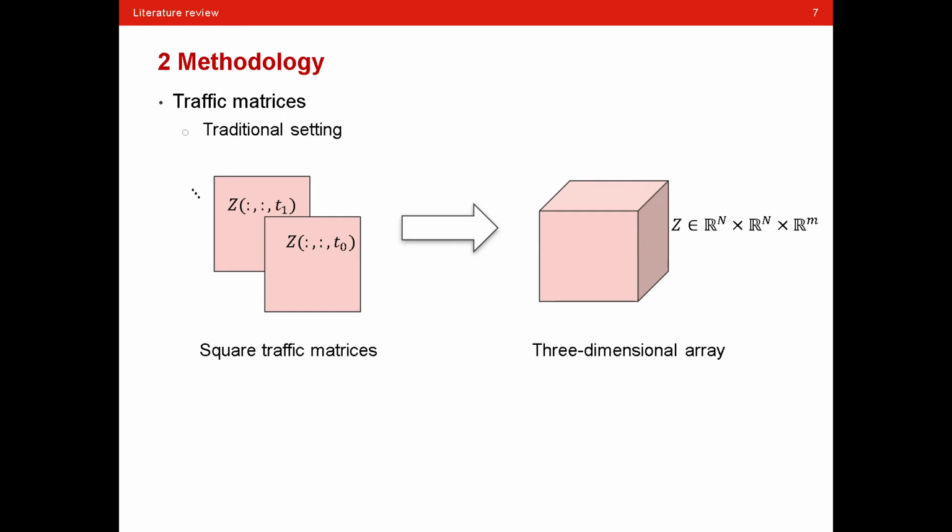The research problem is the traffic metrics, and the traditional setting on traffic metrics is like this example, a traffic matrix at T0. It can describe the OD flow at time step T0, and this is one traffic matrix. If you stack the traffic matrices along the temporal dimension, you will get a three-dimensional array, or you can say it is a tensor, that can store the data in each location and at each time interval in this structure.